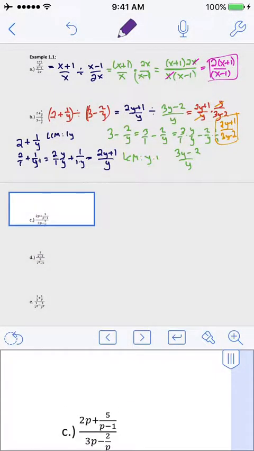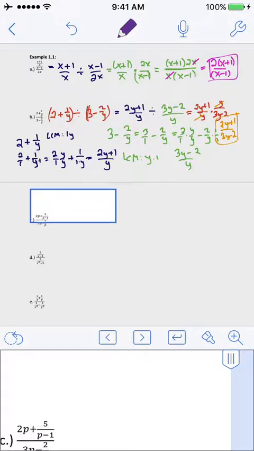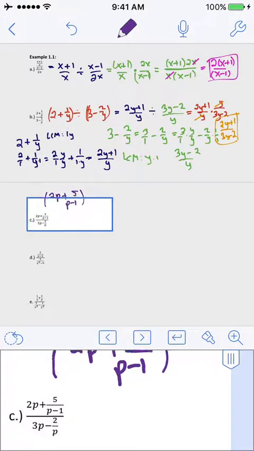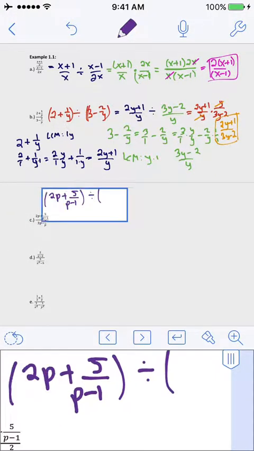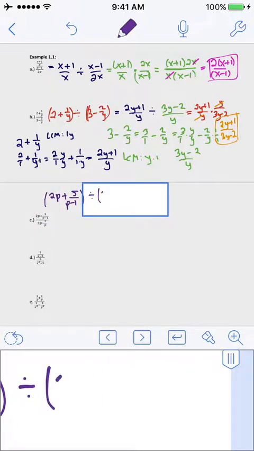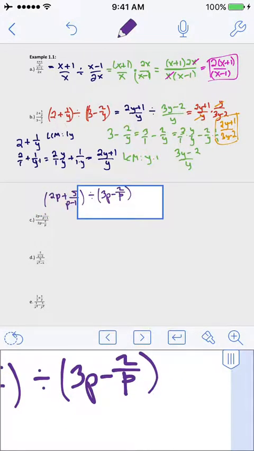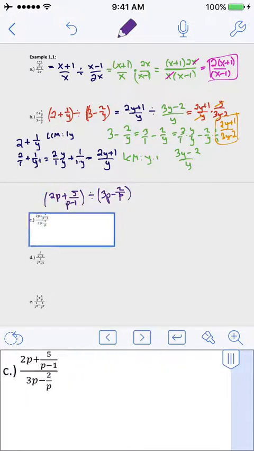Go nice and small. So I've got 2p plus 5 over p minus 1, instead of over this thing, I'll say it's the same thing. It's divided by this thing, 3p minus 2 over p. So that's really what's going on here, right? In order to be able to flip the second one, I've got to make them both fractions instead of these polynomial, rational nonsense things going on here.